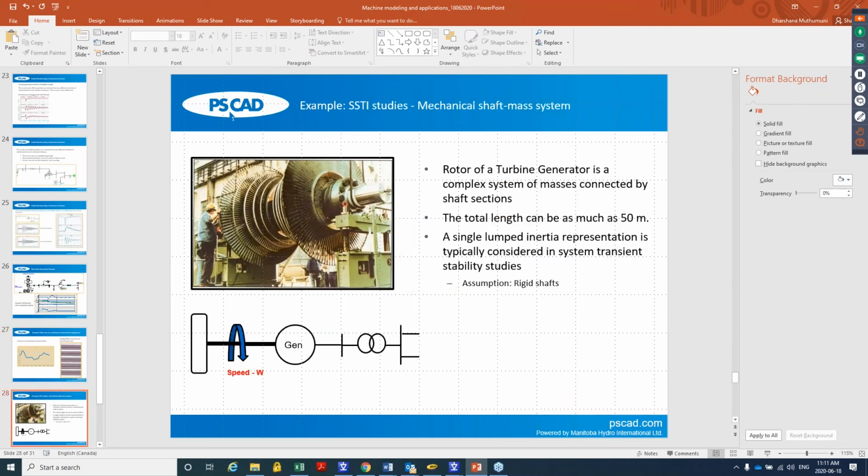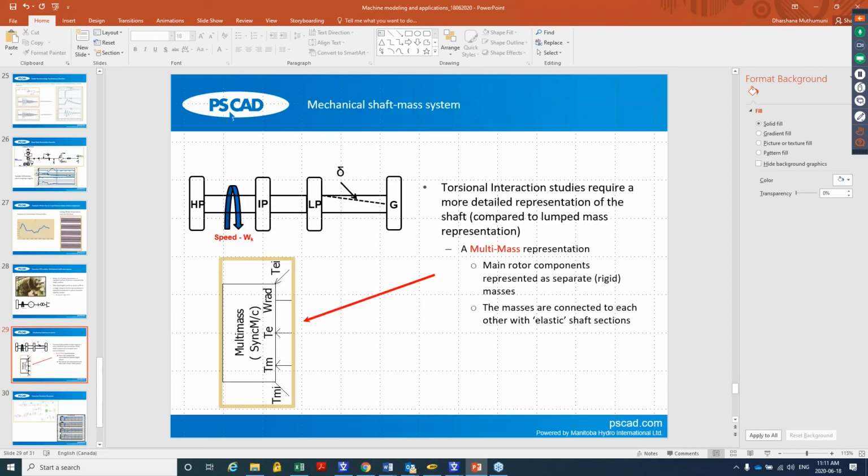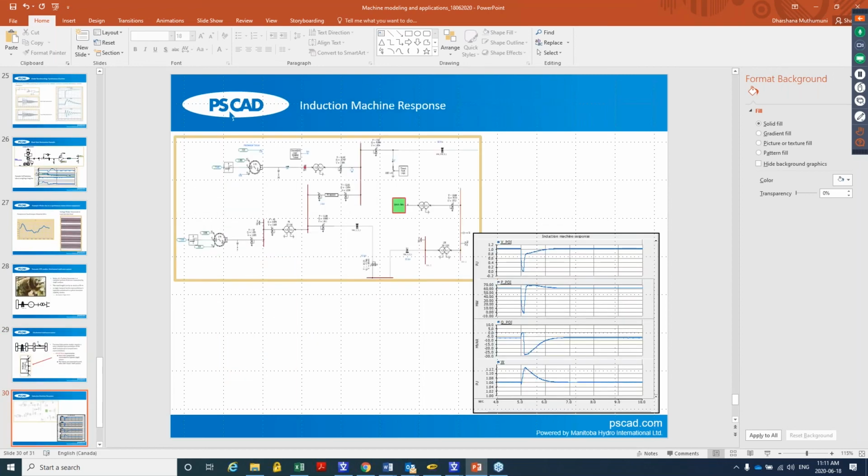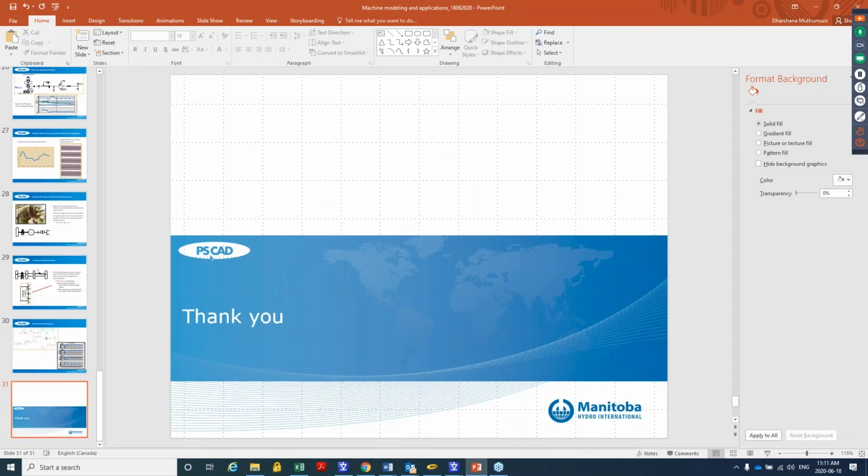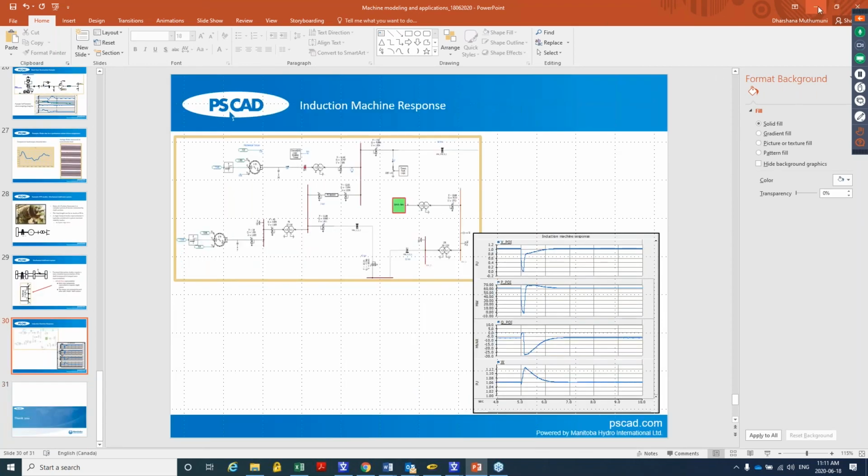Okay, I said that we will not talk about torsional interactions, SSR, because that's a separate topic. And finally, I will show you very quickly 2 examples with the induction machine.